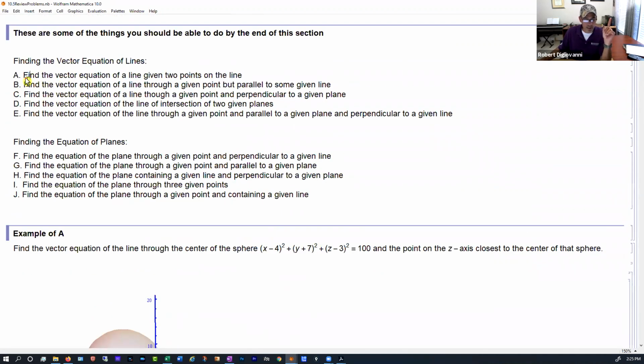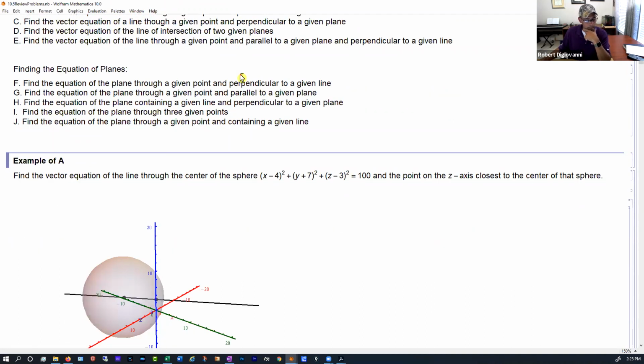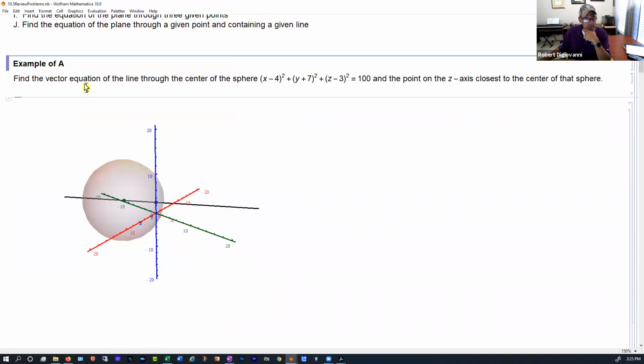The concept here is finding the vector equation of the line given 2 points. But look at the problem. Find the vector equation of the line through the center of this sphere and the point on the z-axis closest to the center of that sphere. Okay, let me run through that again. Find the vector equation of the line.